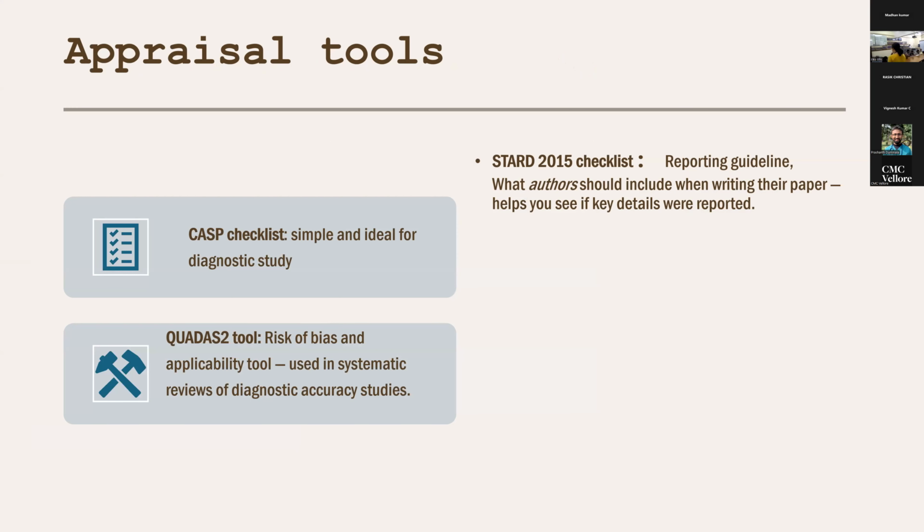So now when you look at appraisal tools, you have a CASP checklist and the QUADAS-2 tool. So the CASP is a simpler checklist. And for a basic study, you can use the CASP checklist. The QUADAS-2 tool is actually for a systematic review meta-analysis of a diagnostic study. It looks at the risk of bias. And this is what we'll be looking at next week. You also have a STARD checklist, which is basically reporting guidelines. So when the authors are publishing a study, they need to make sure all the aspects of the STARD checklist are there. It's already been done as a CU presentation. I'll just be briefly touching on it.